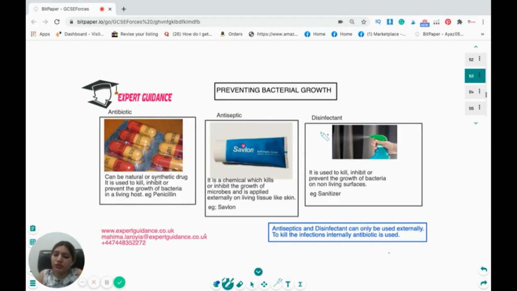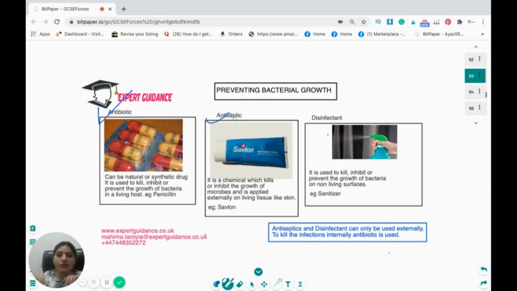Okay, now how do we prevent bacterial growth? This is very important because we know there are a lot of diseases which are caused by bacteria. So it's very important for us to control the growth of bacteria. First, we use the antibiotic. Antibiotic can be a natural or synthetic drug. It is used to kill or prevent the growth of bacteria in a living host. Example, penicillin.